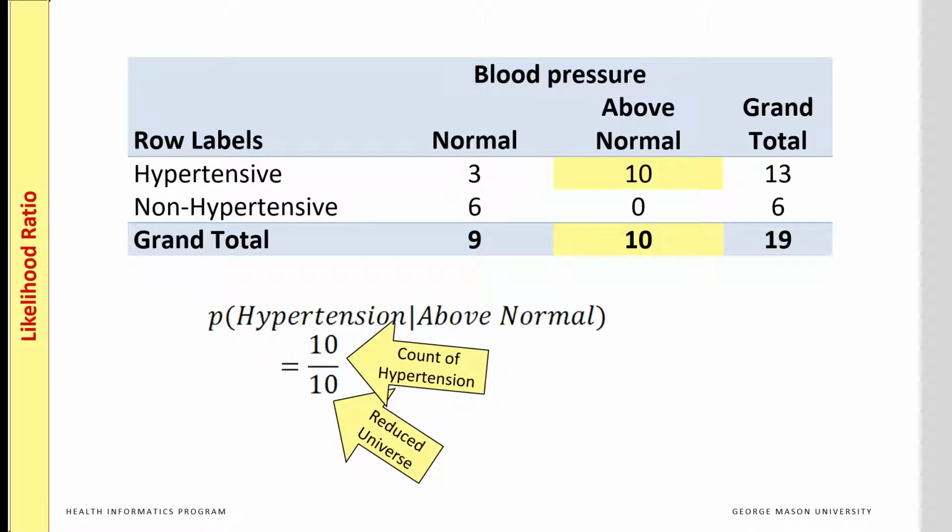This time, let's explore what the probability of having a hypertensive patient is, given that your patient has a blood pressure above normal. Again, the probability is calculated from the number of hypertensives divided by the universe of possibilities. However, this time, our universe of possibilities is now reduced to the group of patients with above normal blood pressure.